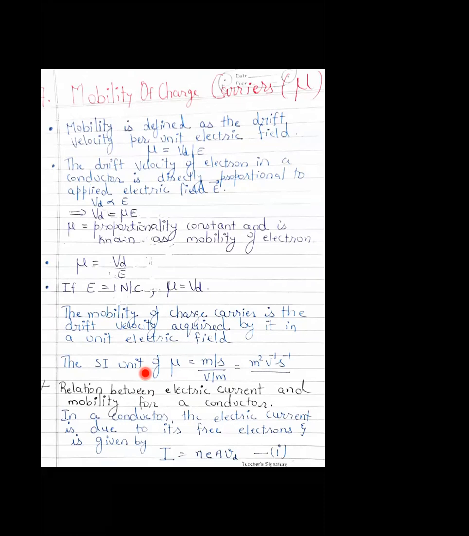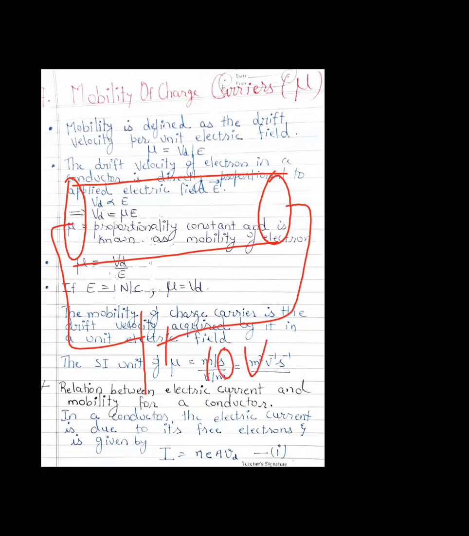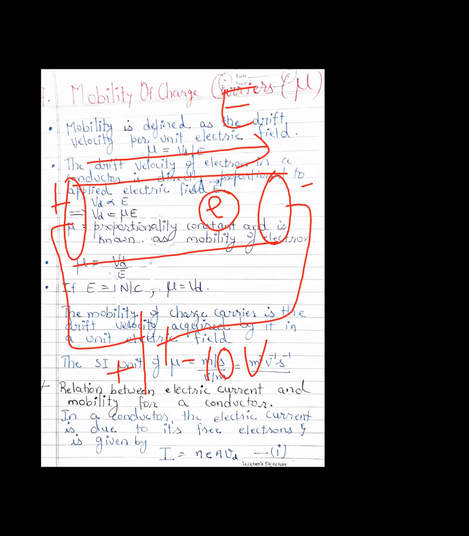So mobility. Suppose we have a conductor over here. I am drawing a conductor here and connecting it to a battery, and suppose the battery is of 10 volt. Because of this positive and negative, the electric field will be developed from positive to negative, and the free electrons present inside the conductor will be drifted towards the positive side, right? Now we have connected a 10 volt battery.